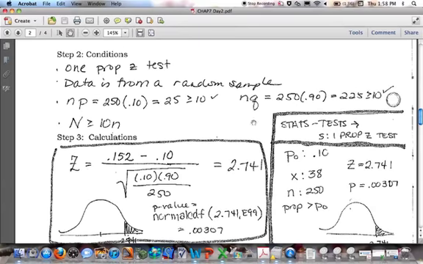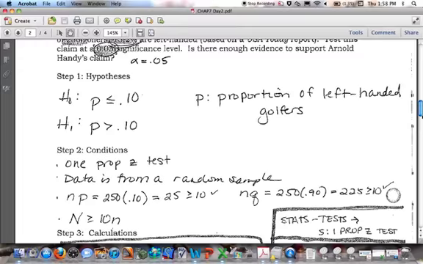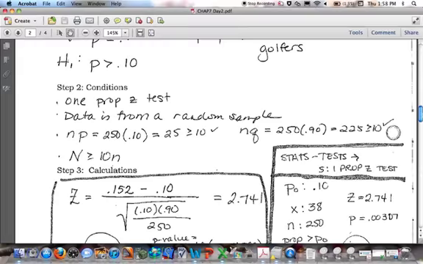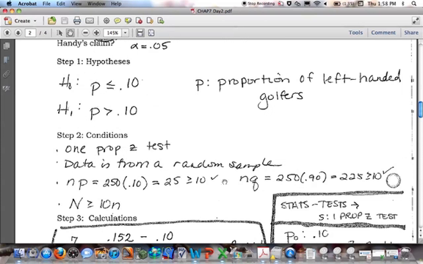The normality check. So I am going to do n times p. Again, it's not p hat. I believe that p is equal to 0.1. So I'm using 0.1 there. It's 0.9, 1 minus 0.1, get 225, that is greater than or equal to 10.